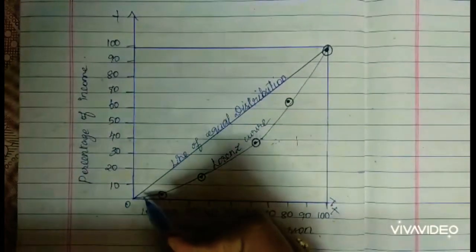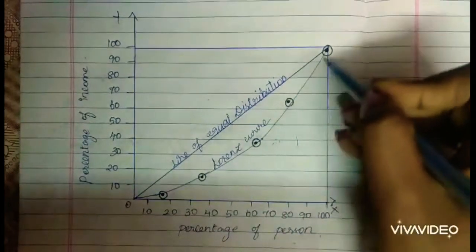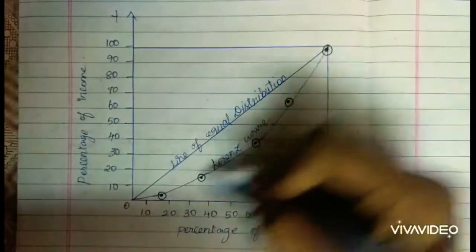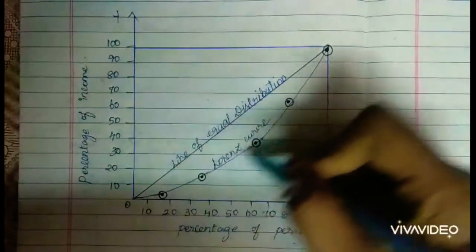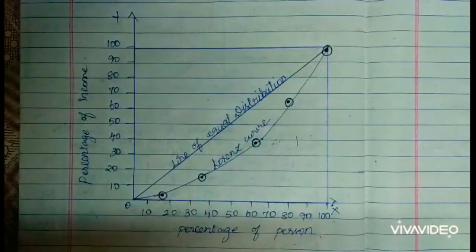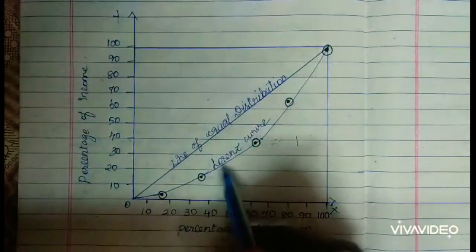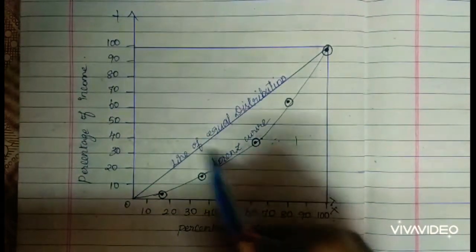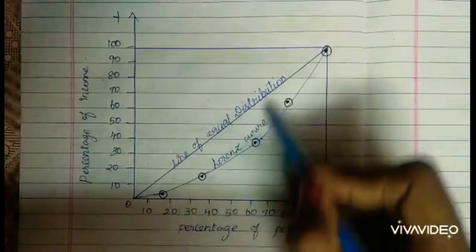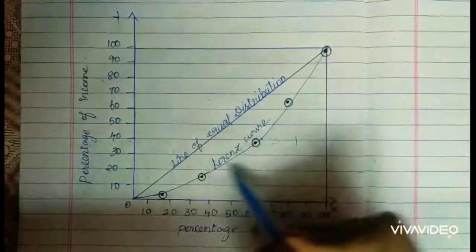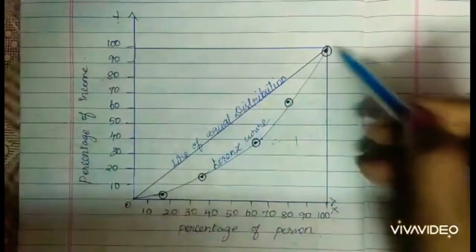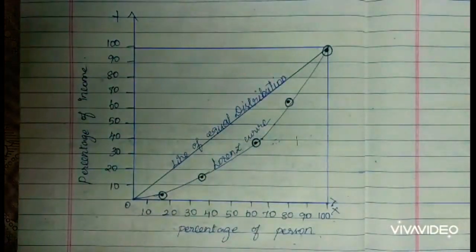After that we join all these plots by a freehand curve. So we will get one curve line, this Lorenz curve, which lies relative to the line of equal distribution. This is the explanation of the Lorenz curve.